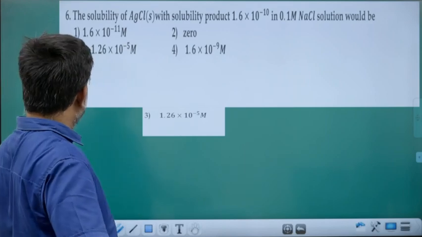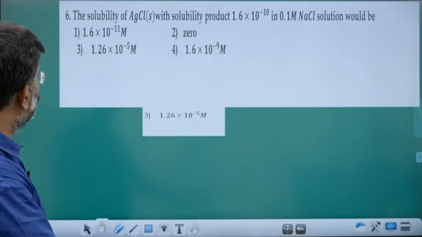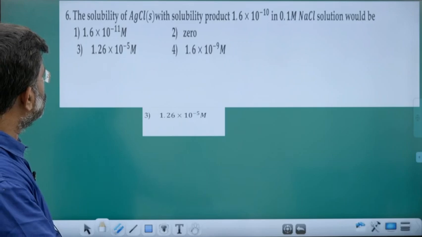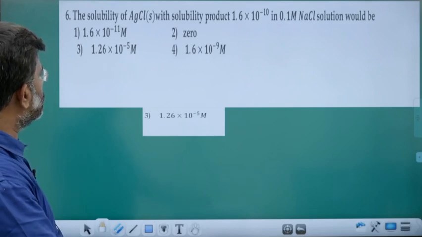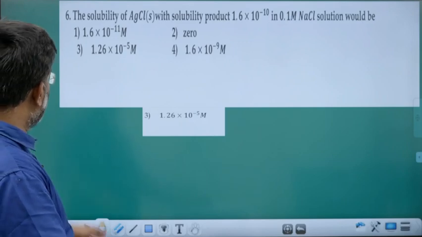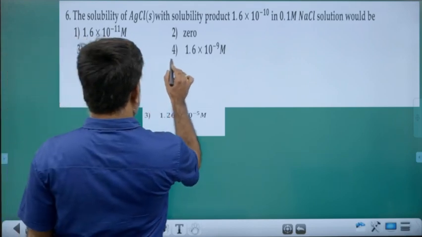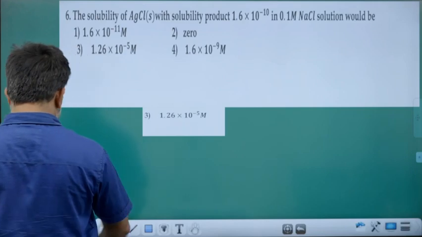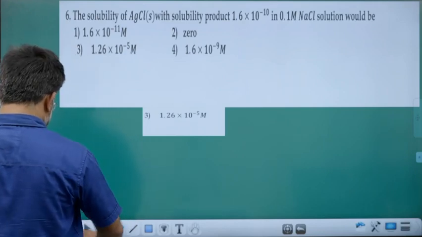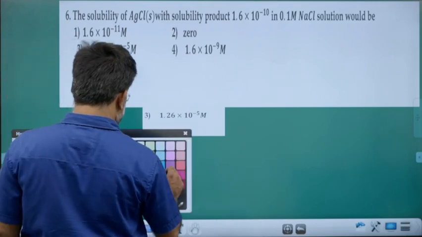I think the answer key given is wrong, right? Option 3, 1.26 into 10 power minus 5. No, it must be option 4, 1.6 into 10 power minus 9. See what is given. We will do once again, no issues.